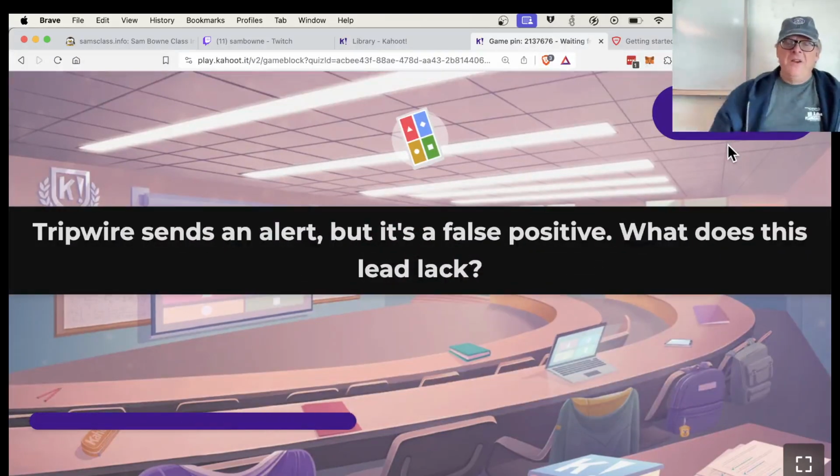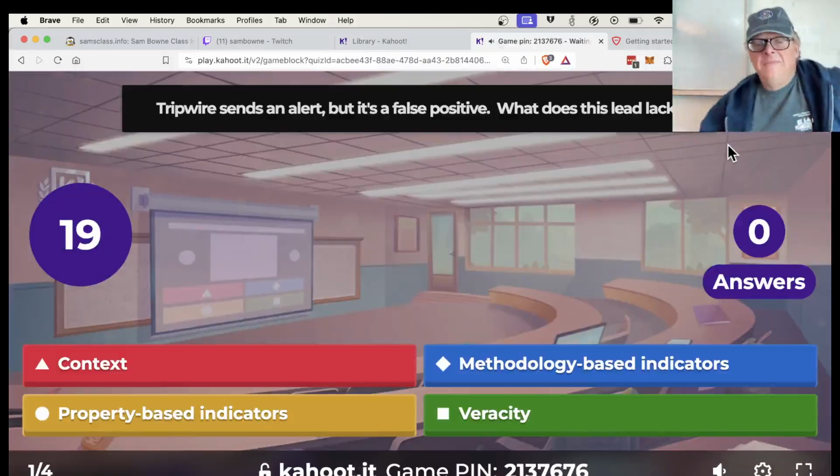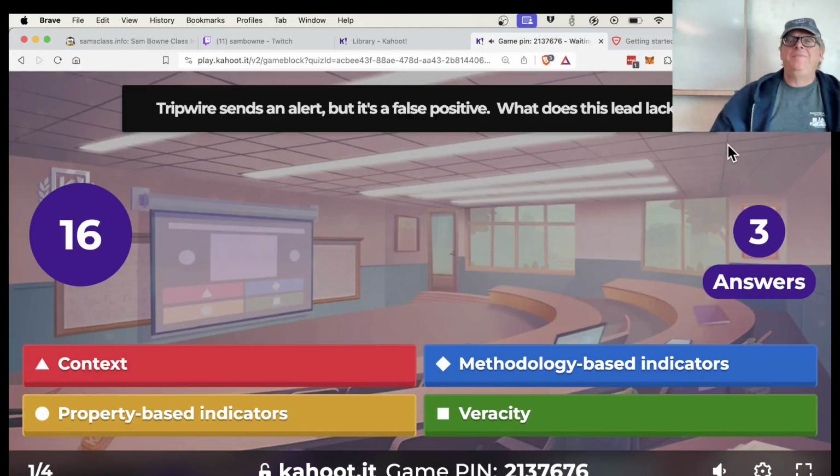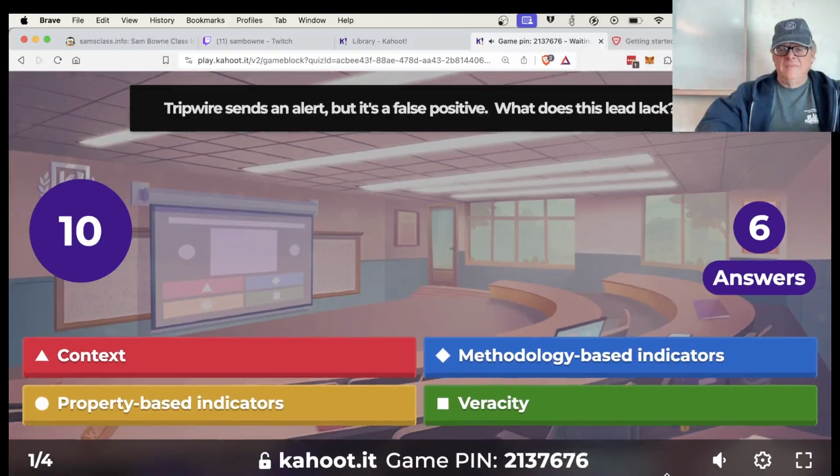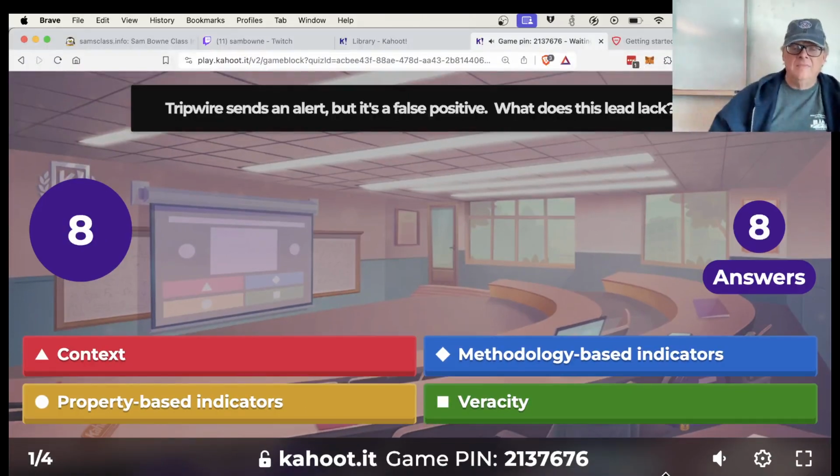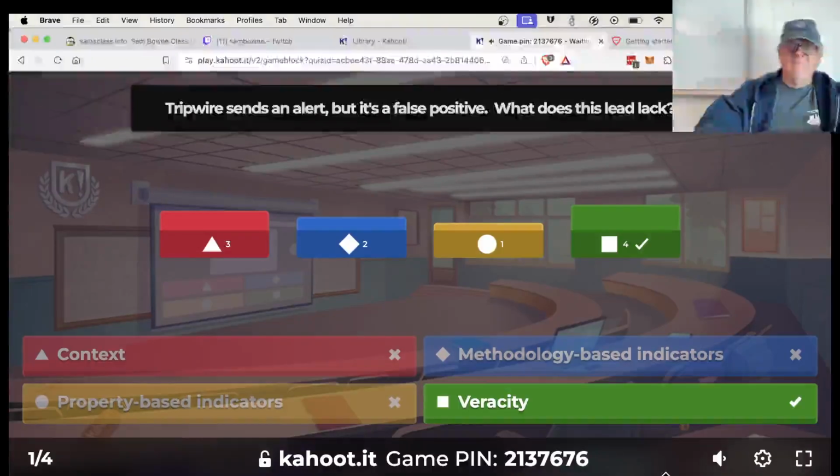So Tripwire sends out a false positive. So what's wrong with this lead? That's lack of veracity. If it tells you there's a problem, but the problem is not real.